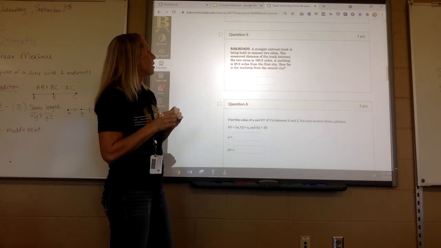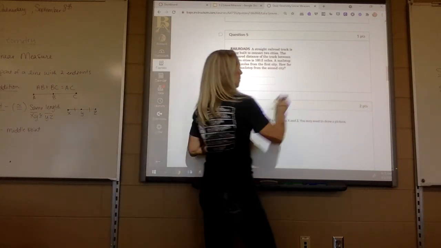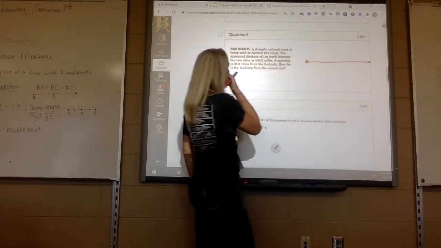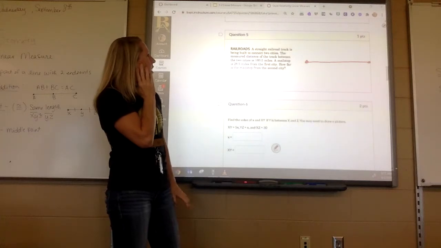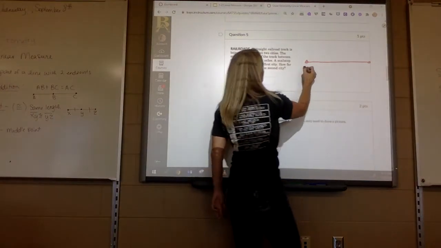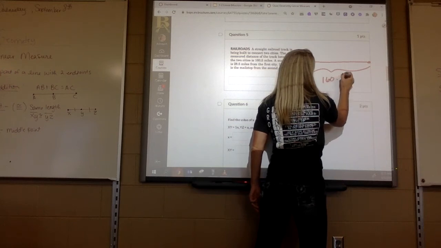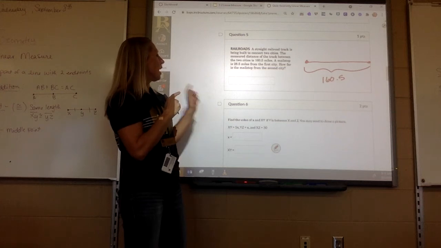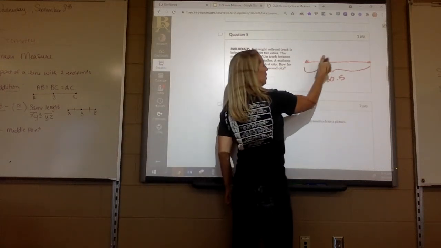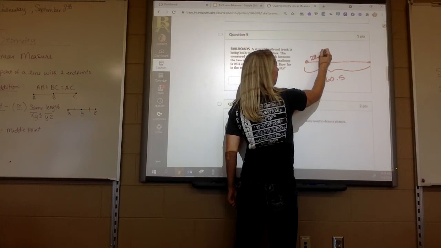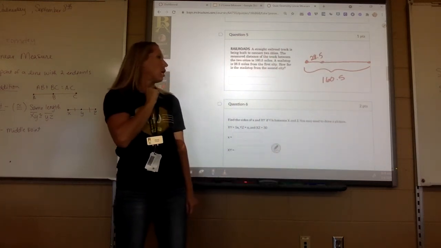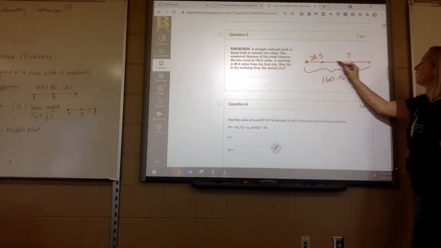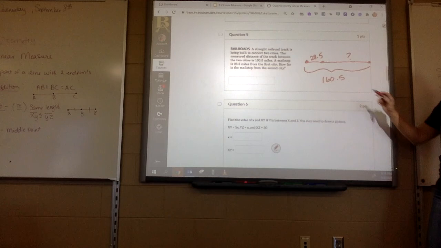A railroad track is being built to connect 2 cities. I have city 1 and city 2. It says the measured distance of the track between the 2 cities is 160.5. So it always helps to draw the picture. It says a mail stop is 28.5 miles from the first city. So here's this mail stop. I have 28.5 miles. How far is the mail stop to the second city? So I need to know this length right here. What would you do to find that length?